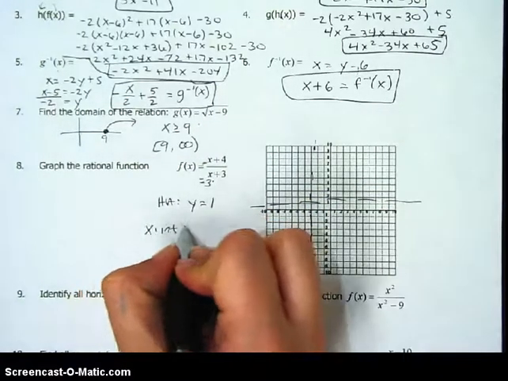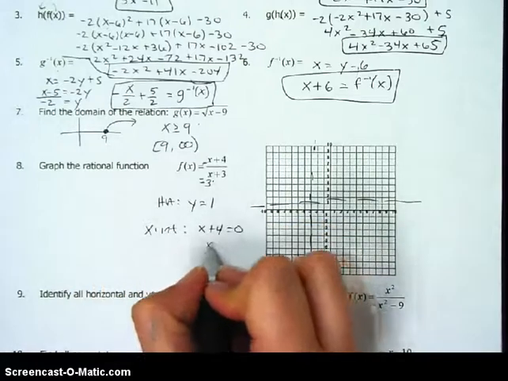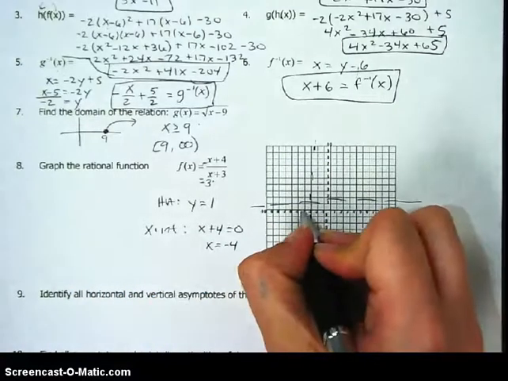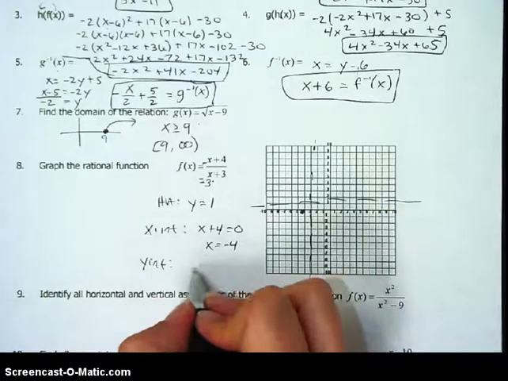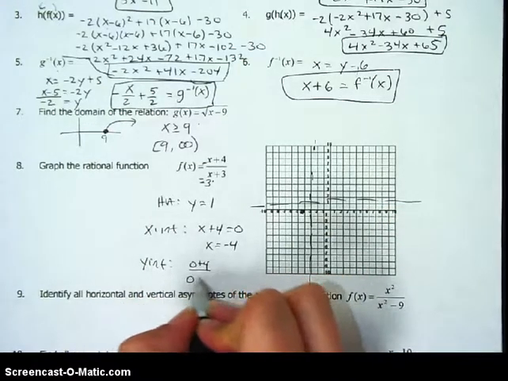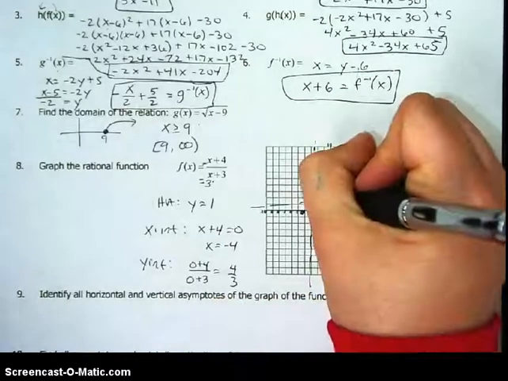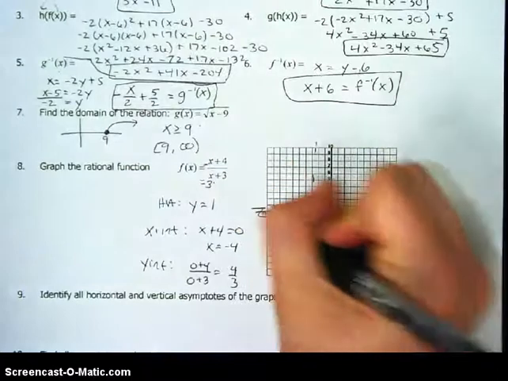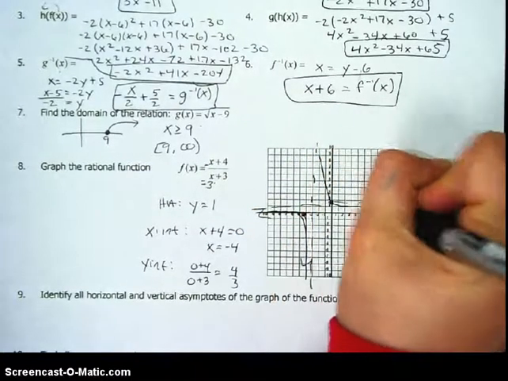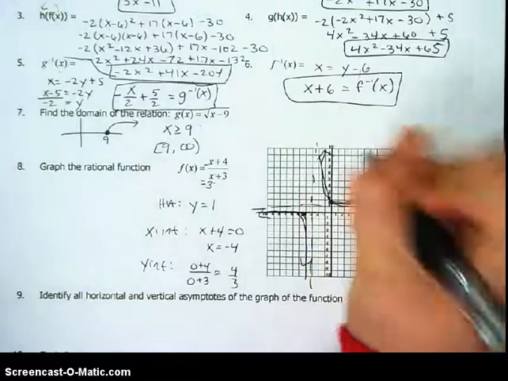X-intercept, we set the top equal to 0, so we're going to say x plus 4 equals 0. So we have an x-intercept at negative 4. y-intercept, we plug in 0, so we're going to have 0 plus 4 over 0 plus 3, which would be 4/3. So this equation will come down, that's the point, through there. This one's going to come up, except not cross your asymptote, and go up like that.